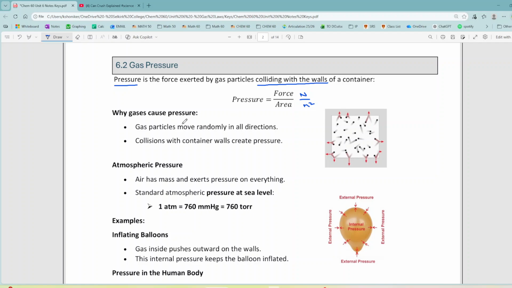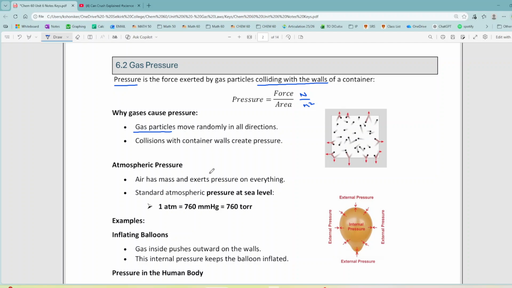But the idea here is that gases cause pressure because gas particles are constantly moving randomly in all directions. When they're moving, they will collide with the sides of the container, and that creates pressure. The more often they hit, or the more particles are hitting, the higher the pressure is.